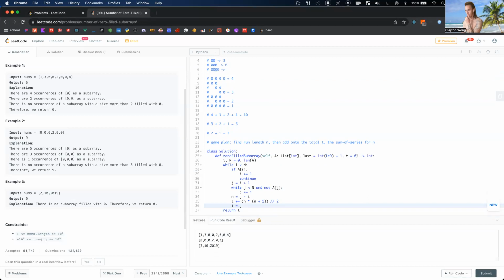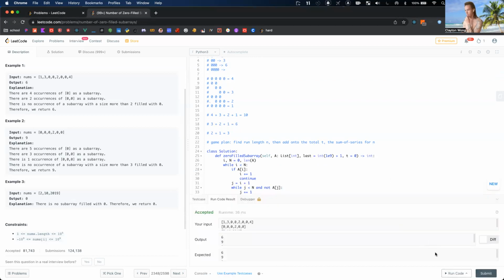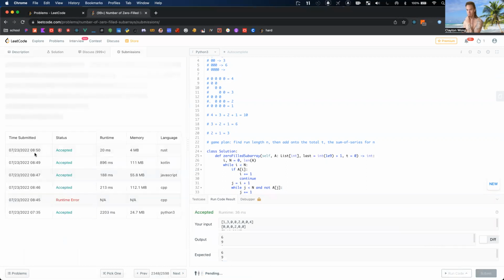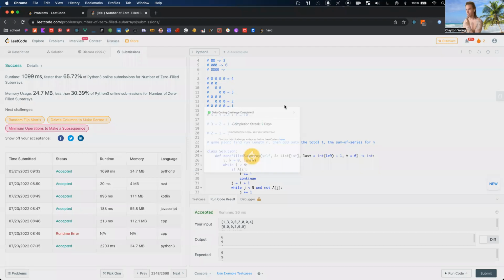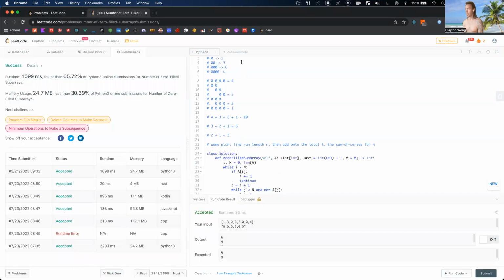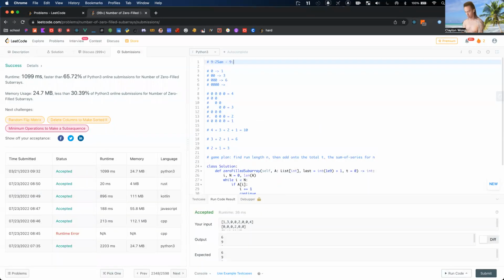Okay, something like that. That looks good. 6, 9, and 0. Okay, that's cool. Oh, right. That's accepted at 9:32. That's 7 minutes for implementation. Implementation in Python 3, which is accepted. Yay.